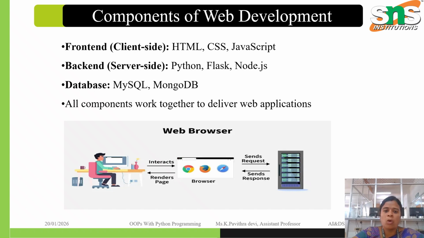Next one, components of web development. Front end, the client side: HTML, hypertext markup language, JavaScript, and CSS. Backend: Python, Flask, Node.js. Database: MySQL, MongoDB. All the components work together to deliver web applications.